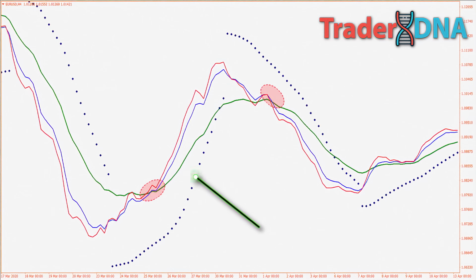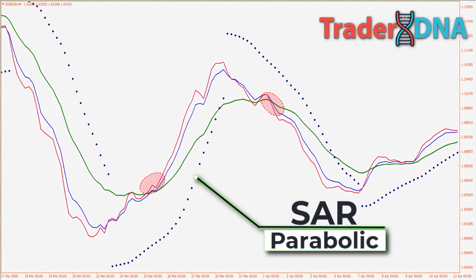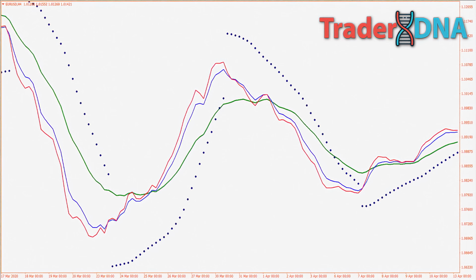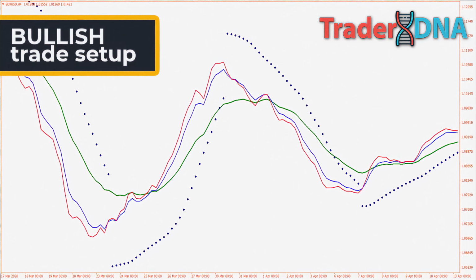Those dots change states and continue to appear on the same side until the trend remains intact. Bullish trade setup. Enter buy orders when these conditions are true.